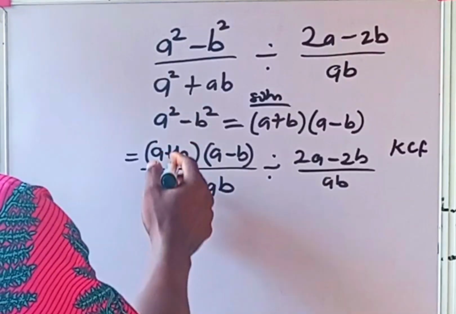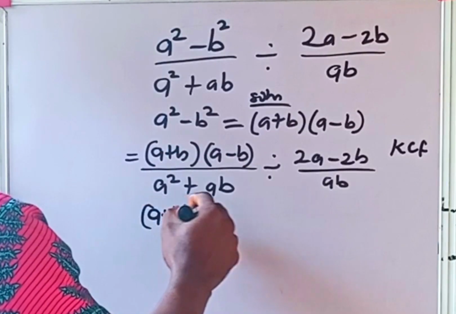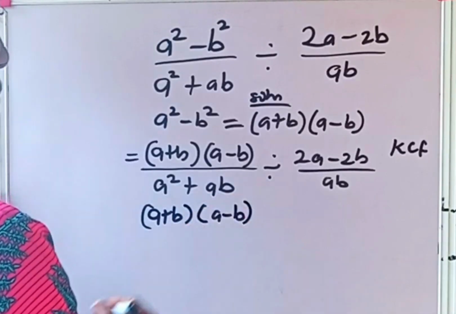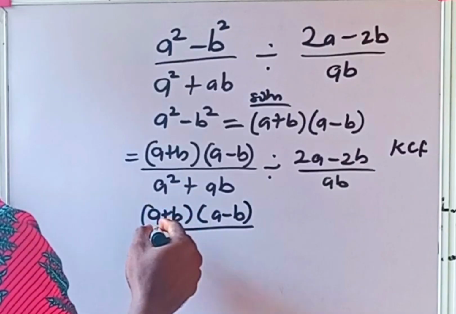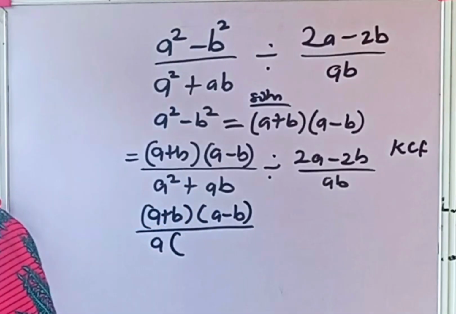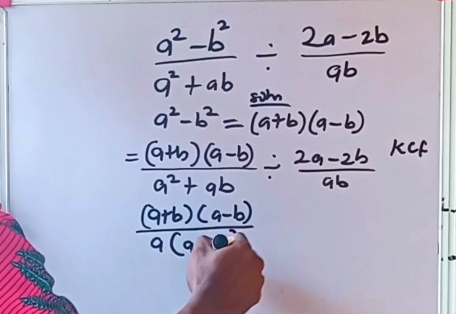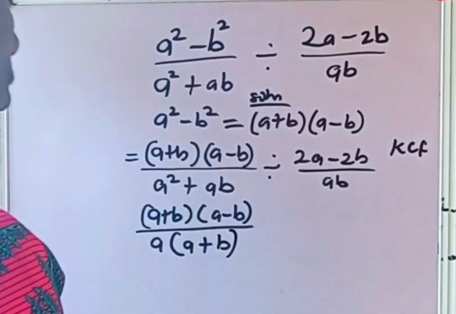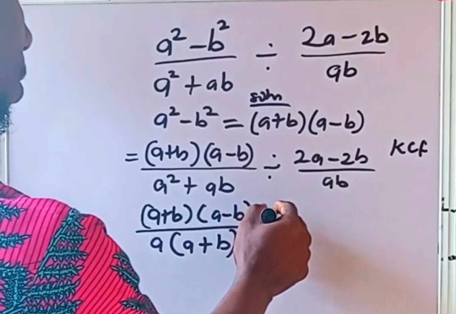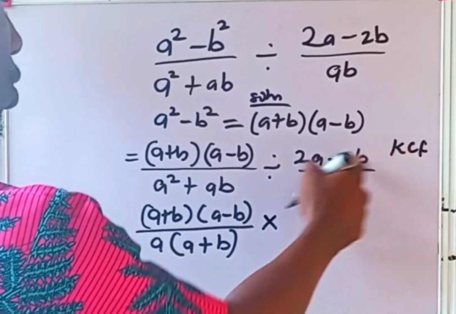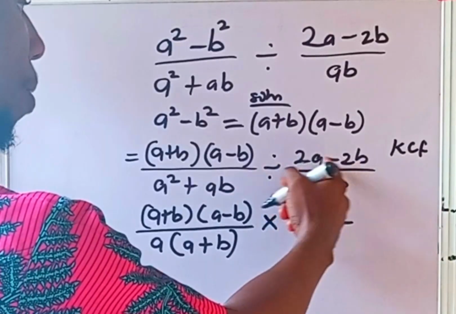All right, so if we flip this, we'll have (a + b)(a − b), all right, over, if we simplify this, our common factor here is a, then what is to be inside the bracket is a + b. All right, so a times a will give us a², a times b will give us ab. All right, times, because we are changing this to multiplication, while ab will go up and this will come down.